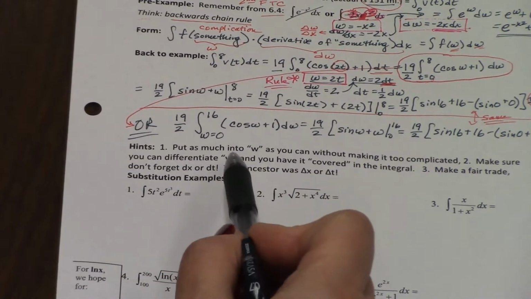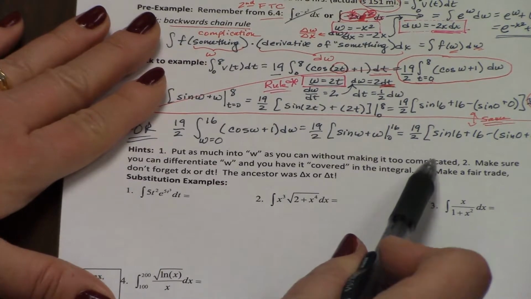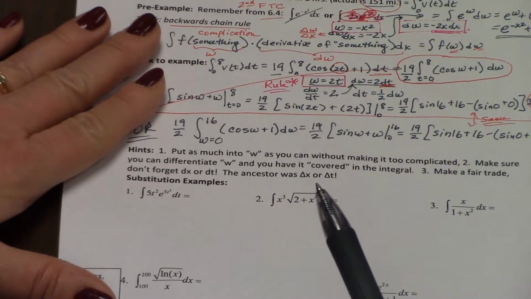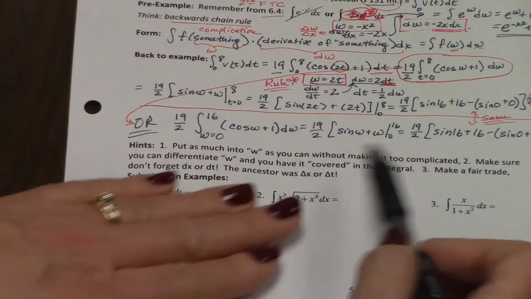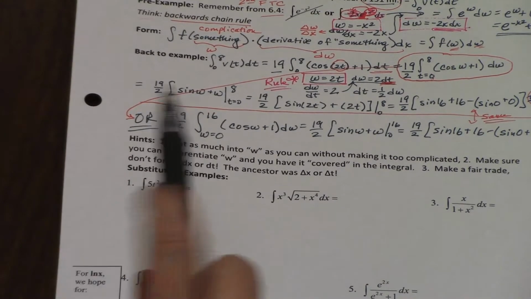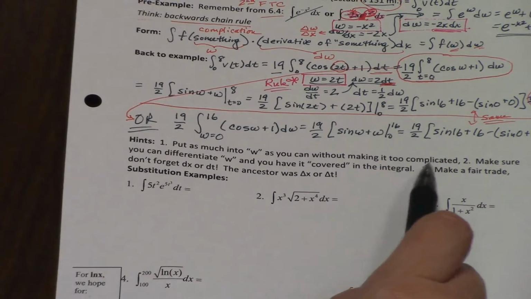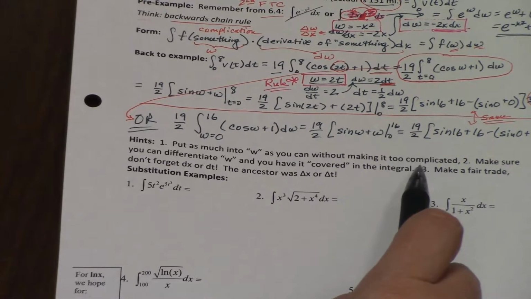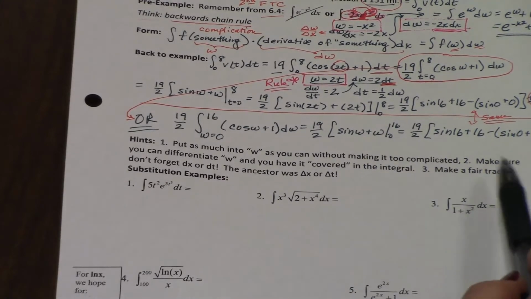First, you're going to want to put as much into W as you can without making it too complicated. You'll see that in some of these examples below, in particular number 2. So put as much as you can into W. You basically want to simplify your integral as much as you can, but you can't put too much into it. So this will be a little bit of an art that you will learn how much to put into W and how much not to put into W.